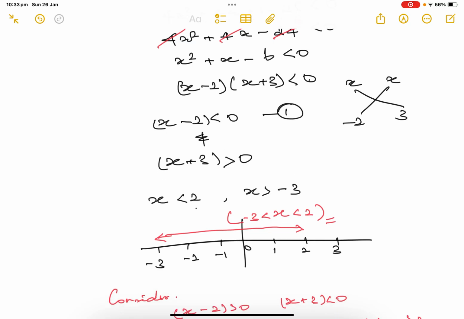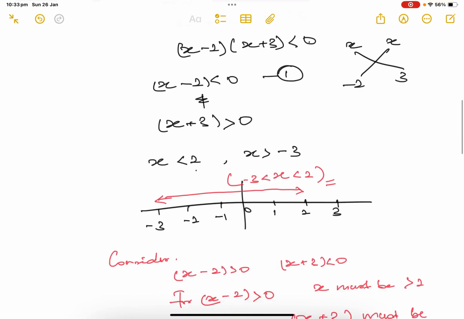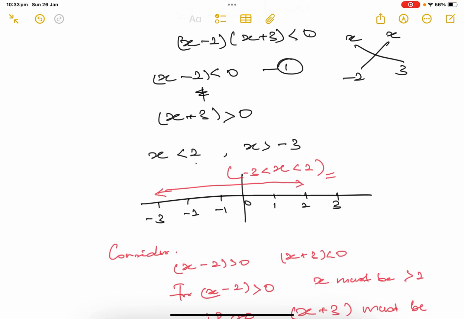So the linear factors are x minus 2 and x plus 3. Two linear factors in multiplication are less than 0, so one of them must be less than 0 and the other greater than 0. Let's take the first one less than 0 and the next one greater than 0: x minus 2 less than 0 and x plus 3 greater than 0. If that's so, x is less than 2 and x is greater than minus 3. So the lower limit is minus 3, the upper limit is 2, and x will fall between positive 2 and negative 3.